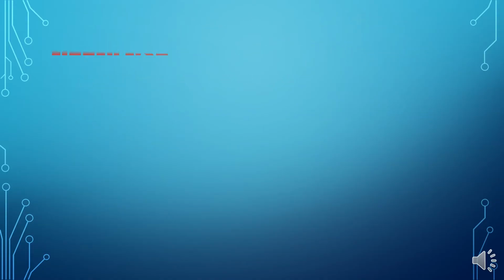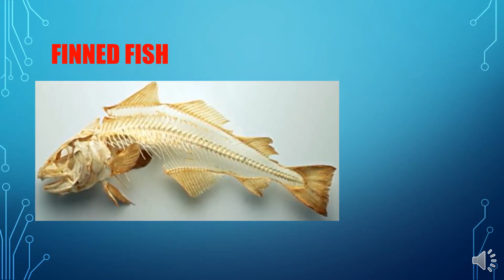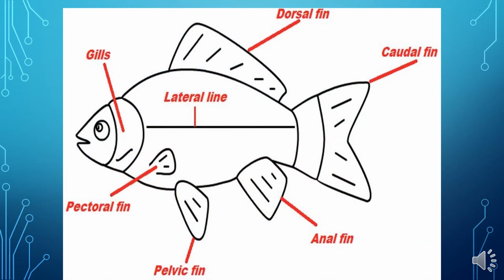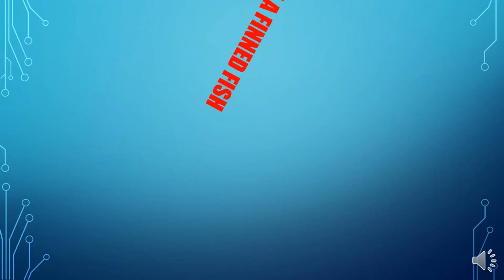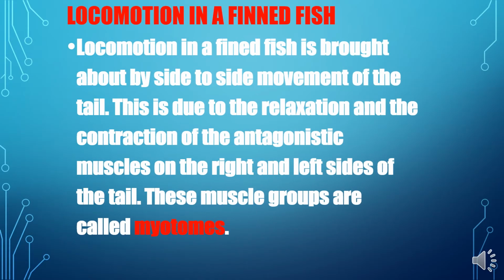Let's look at finned fish. A fish has fins: dorsal fin, pelvic fin, pectoral fin, anal fin and caudal fin, and apart from that it has a lateral line and gills. Locomotion in finned fish. Locomotion in a finned fish is brought about by side-to-side movement of the tail.